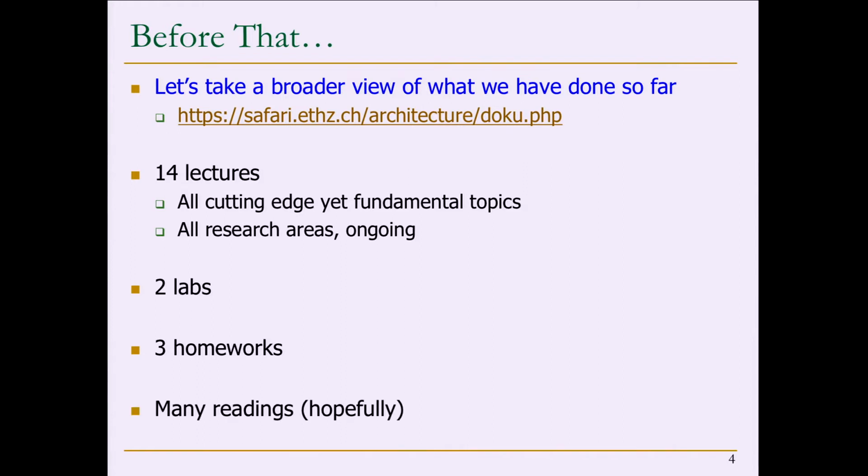And hopefully many readings. Are you guys enjoying the readings? Yeah, some people are definitely, yes, that's good. Yeah, please do the readings. You'll learn most, I think, if you do the readings, especially if you want to do advanced stuff in computer architecture, whatever that stuff means. It could be research, development. Those readings will help you. And everything will help you in the long run, I think.